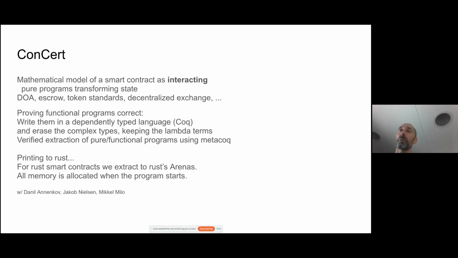And then, of course, one needs to be a bit careful because Rust by itself is not a functional language, but of course it has a very clear pure part. And what we do is use the arenas in Rust to allocate all the memory in the beginning of the run of your program, and then once your smart contract ends, all the memory is freed again. So for smart contracts, this is a pretty good model.